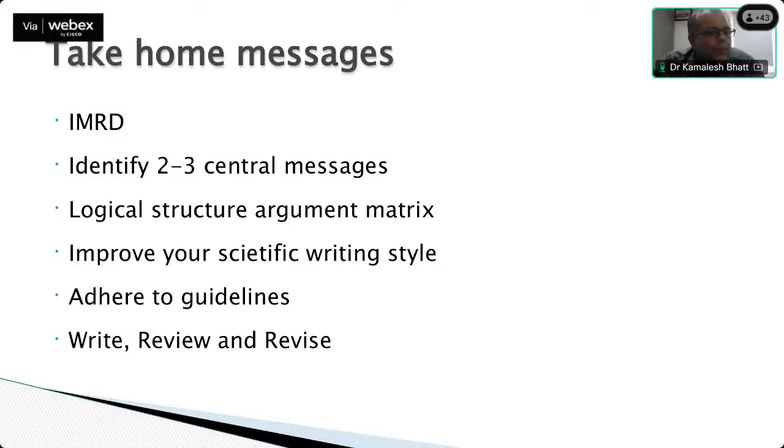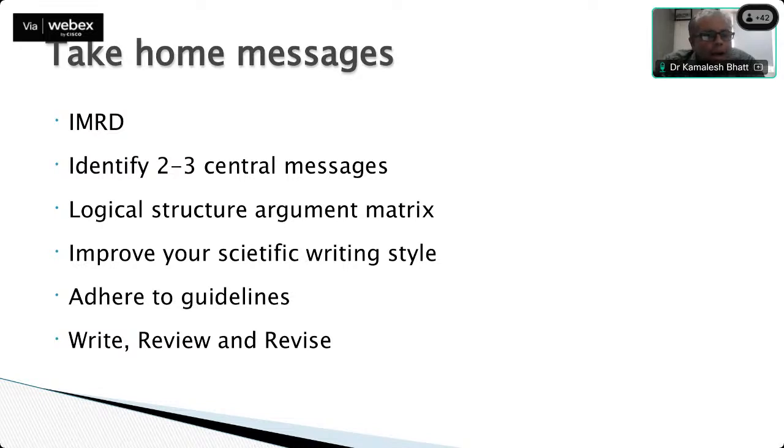You have to follow the IMRD, introduction, methods, results and discussion sections. That is one. You have to identify 2 or 3 central messages. And for that, you have to follow this logical structure argument matrix. Improve your scientific writing style, adhere to the guidelines, and write the article, then you yourself review it, then you revise it, you take feedback from your colleagues, seniors, mentors, again you revise it, and over a period of time, it's an art, then you can prepare a very sound scientific manuscript.